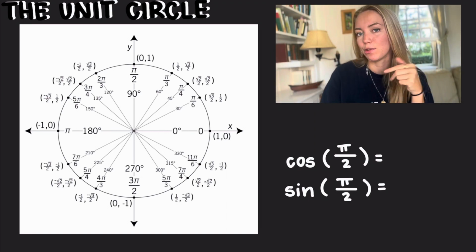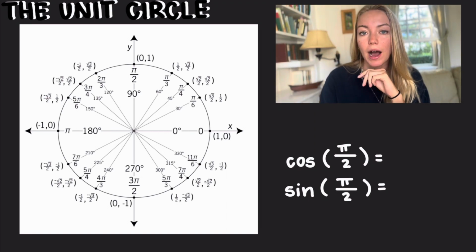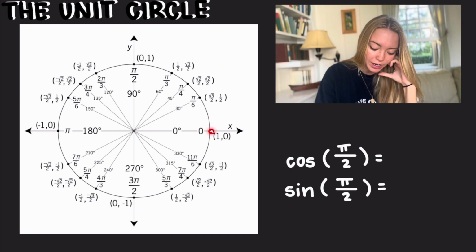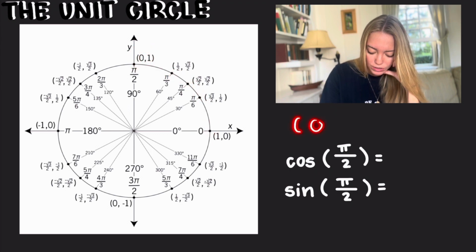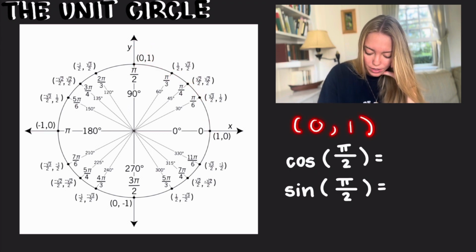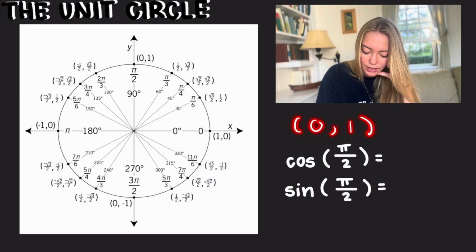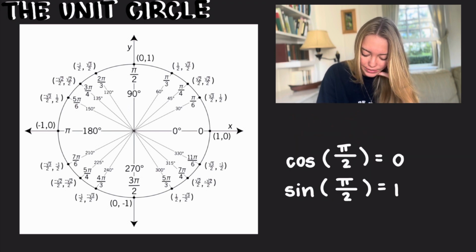It's telling us to evaluate the sine and cosine at pi over 2. So we start here and we walk along the unit circle until we get to pi over 2, and we look at that point. That point's (0, 1). All right, well, it looks like cosine is going to be 0 and sine is going to be 1.